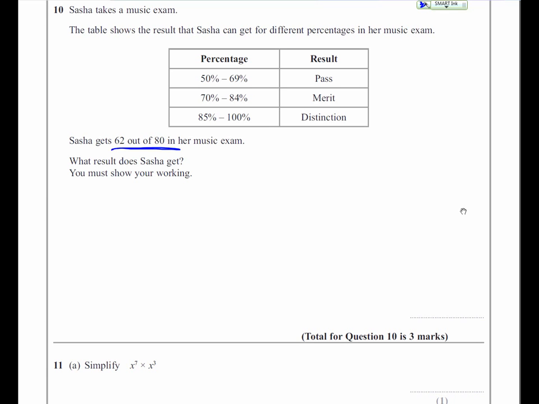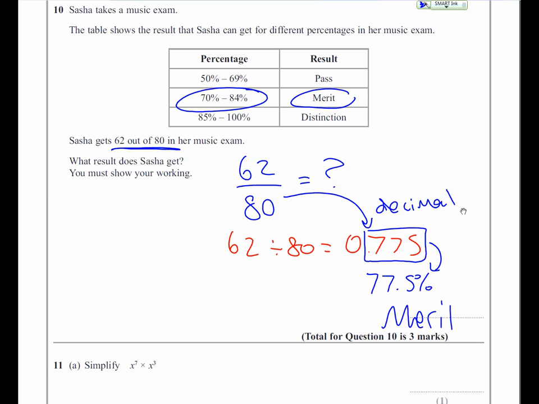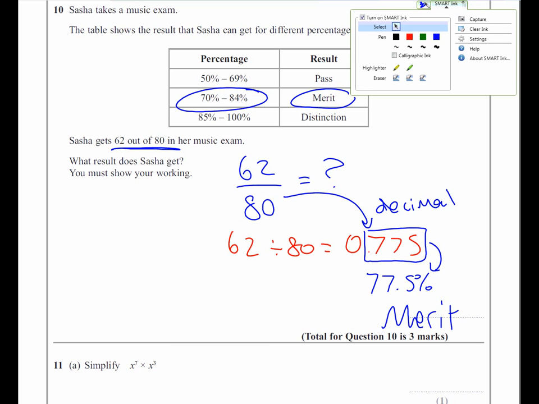So we need to know what percent 62 out of 80 is. Okay, well, here's a cheat for you. Type in your calculator 62 over 80, or 62 divided by 80. Press equals. Okay, it might give you a fraction, so use the S and D button, and you get 0.775. That is this fraction as a decimal. To get it as a percentage, you just times by 100, or I just think, well, it's in here, so 77.5%. So she got a merit, didn't she? Okay, well done, Sasha. Clear ink.